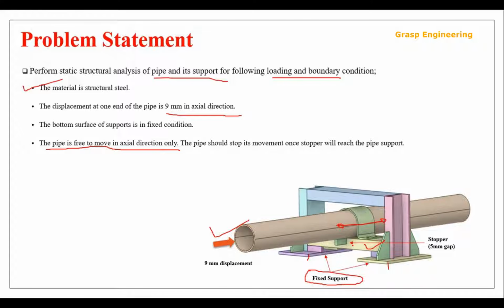That can be achieved with the help of two ways. The first way, you can define the joint, an axial joint, and at the bottom you can define the lock conditions or stop conditions. We will discuss that. The second way of simulating this is to apply the nonlinear contact, that is, frictional contact.